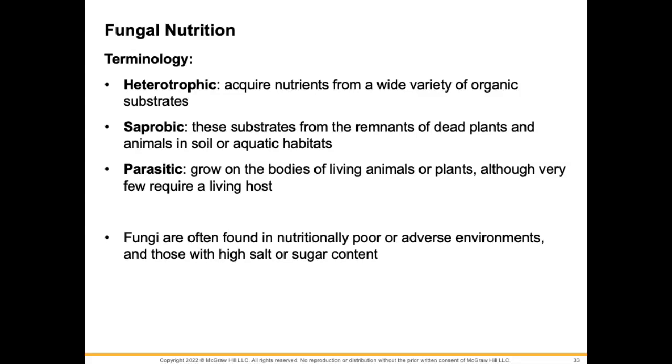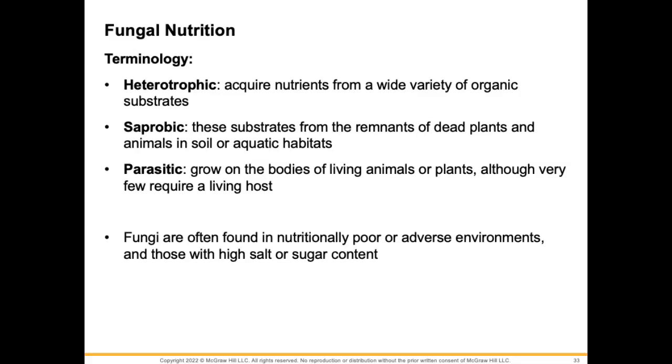All right, so this is written weird, so let me just clarify this. A saprobic fungus, a fungus that is saprobic, obtains its nutrition from the remnants of dead plants and animals in the soil or aquatic habitats. Sorry, there's a little bit of a typo there, and I didn't catch that before.